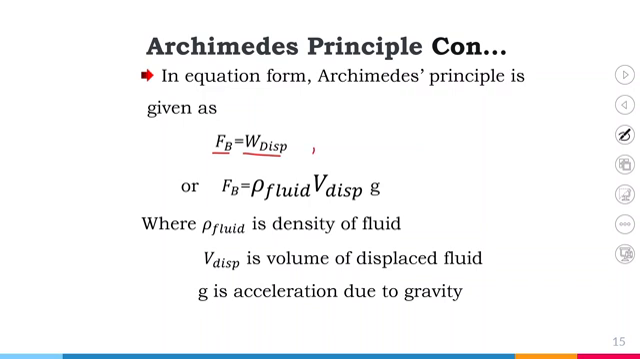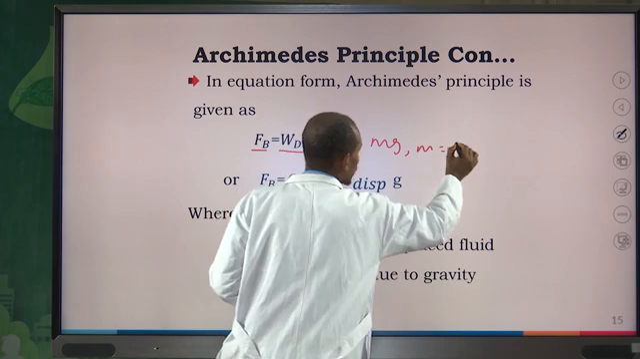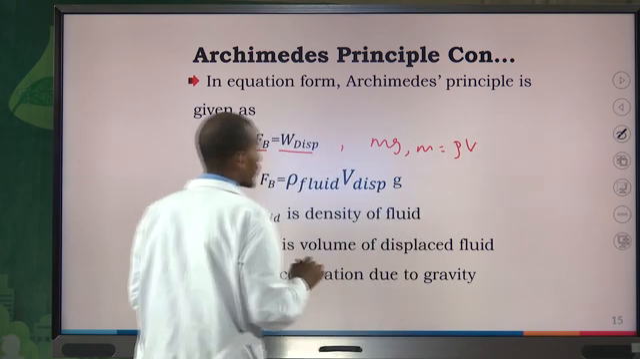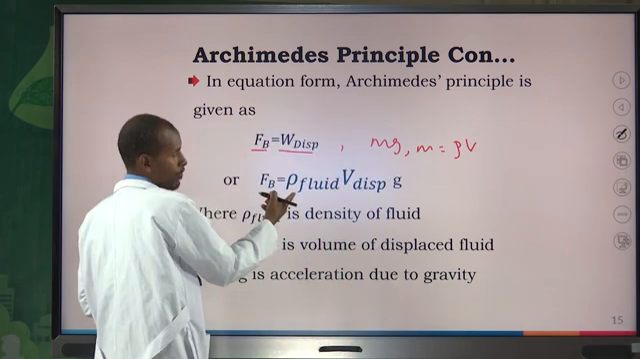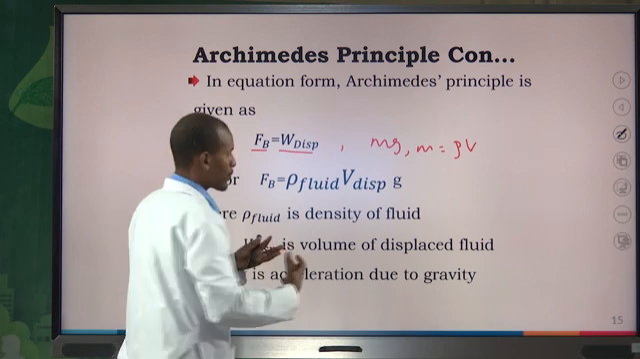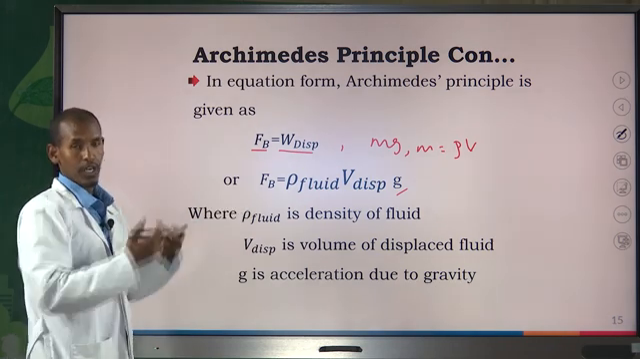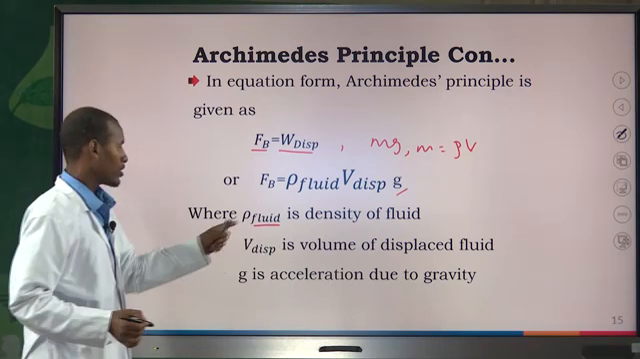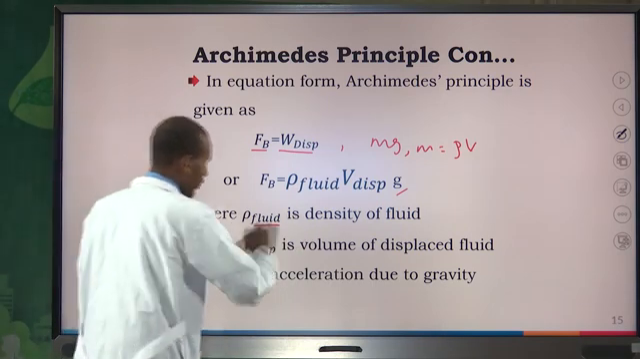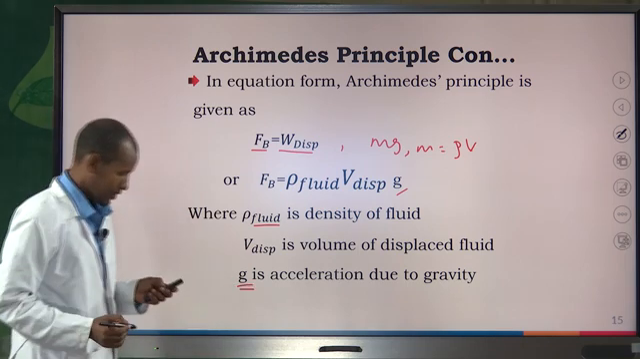Here weight means mg, and from this, mass is also equal to density times volume. Using this idea, we can substitute: the density of the fluid times the volume of the displaced fluid times the gravitational acceleration will give the buoyant force, which pushes the immersed object upward. Here rho fluid is the density of the fluid, V displaced is the volume of the displaced fluid, and g is the gravitational acceleration.